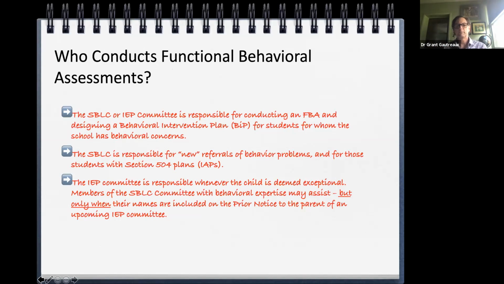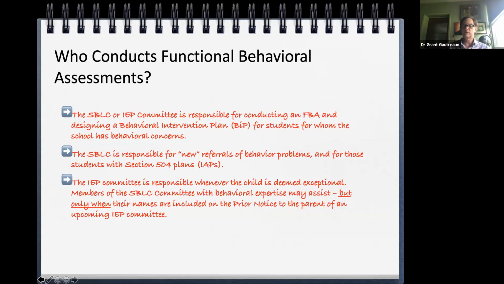In Louisiana, we have something called the School Building Level Committee, and that committee is one of the initial committees that would come in contact with the possible FBA process for an individual. Nine times out of 10, however, it's going to be the IEP committee. That is the committee that individuals would have surrounding their case once the SBLC committee has actually determined that the child qualifies for special education services.